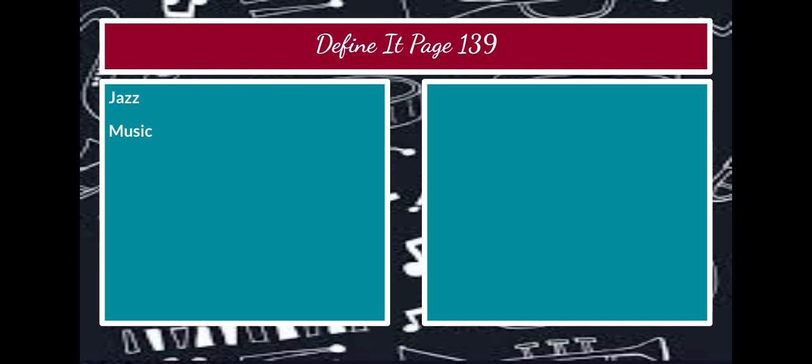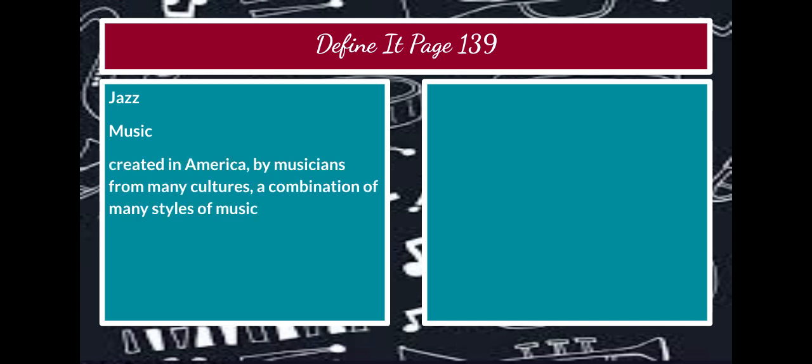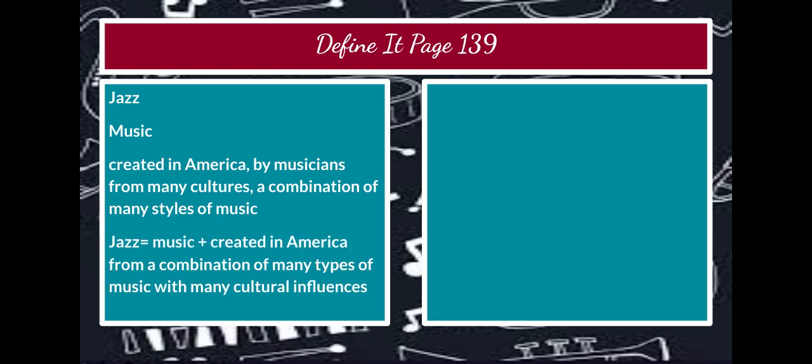The attributes of a word are what make it different or unique from other words within the category. Attributes are things like size, shape, color, texture, and function. An attribute of jazz is that it was created in America. Another attribute is that it was created by musicians from many cultures. Another attribute is that it was a combination of many different styles of music. So we can define jazz this way: music that was created in America from a combination of many types of music with many cultural influences.